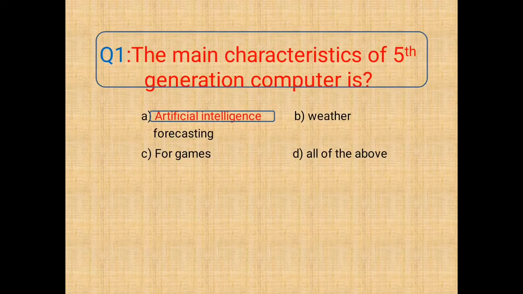Question number 1. The main characteristic of the fifth generation computer is: option A, artificial intelligence, option B, weather forecasting, option C, for games, and option D, all of the above. So in this case the correct option is A, artificial intelligence.